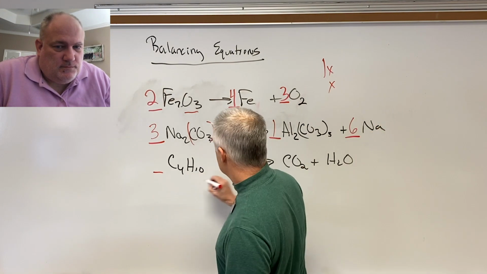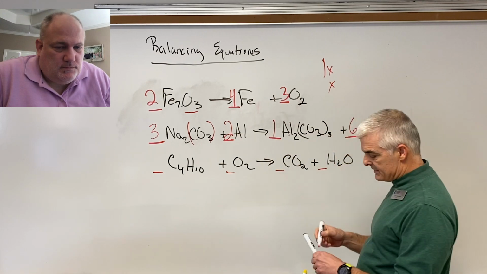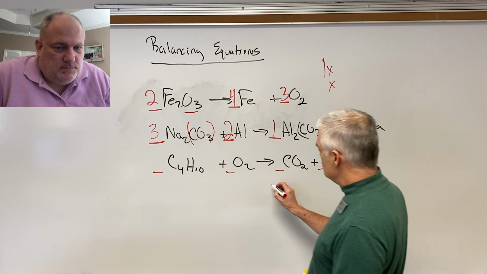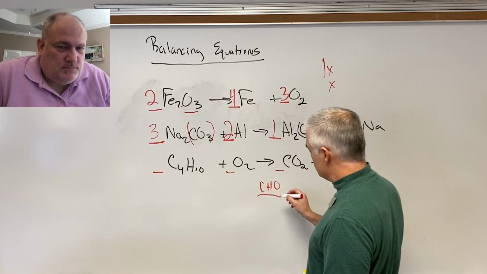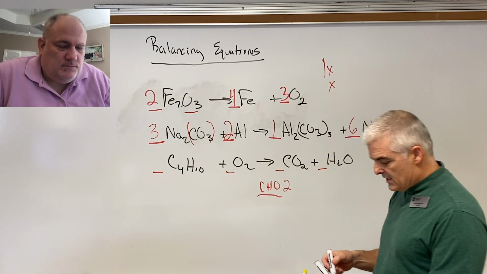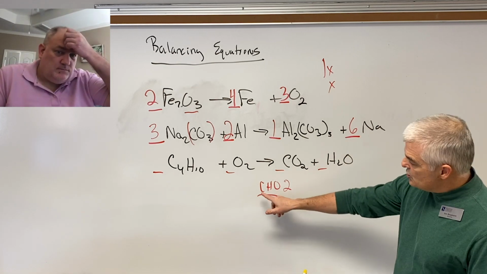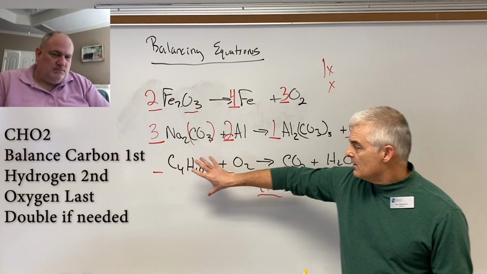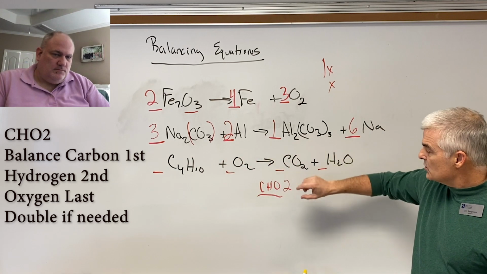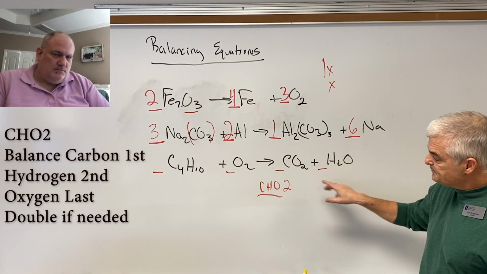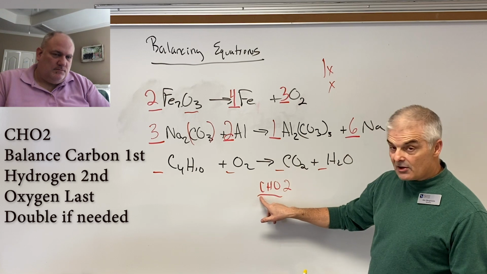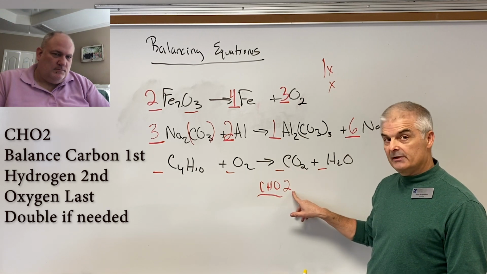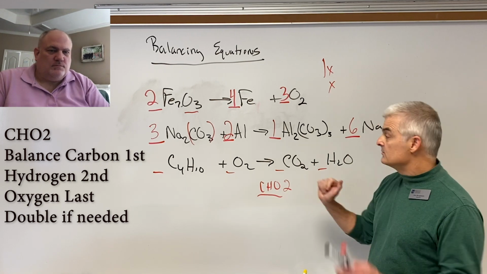So when you have a combustion reaction, and we'll learn more about that in a video or two, there is what I like to call the CHO-2 rule. These are the hardest ones to balance, but if you do the CHO-2 rule, you can solve that. What that means is you balance the carbon first. If you have C's and H's plus oxygen, they most of the time make CO2 and H2O. And that means you balance the carbon first, and then the hydrogen, and then the oxygen, and if it doesn't work out, you double it. CHO-2. Make sense?